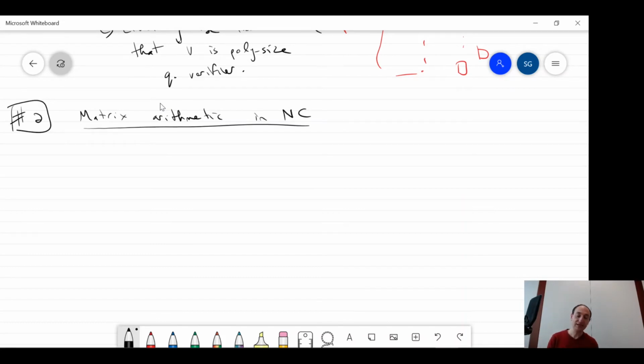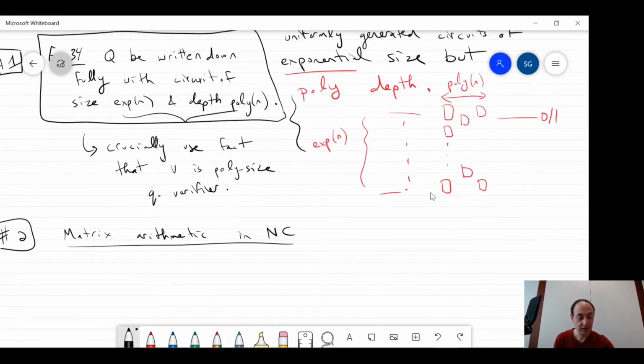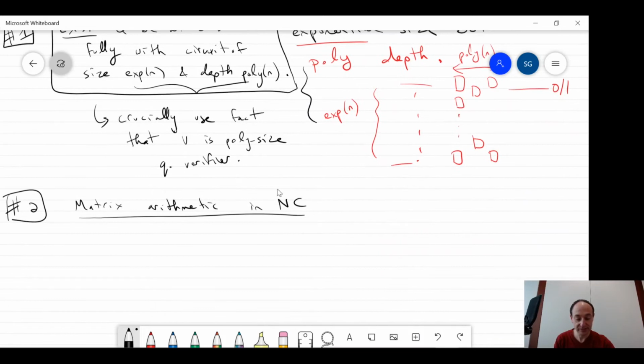Okay, so the next thing is that it turns out that in these NC type classes, before I said the depth was Poly, but usually if you see NC, the idea is that it's supposed to be a restriction of P. So then the size of the circuit would be P, and the depth will only be log now. So you kind of squish everything down by an exponential. But basically the premise here is that a lot of matrix arithmetic can be done in this very succinct fashion in NC.